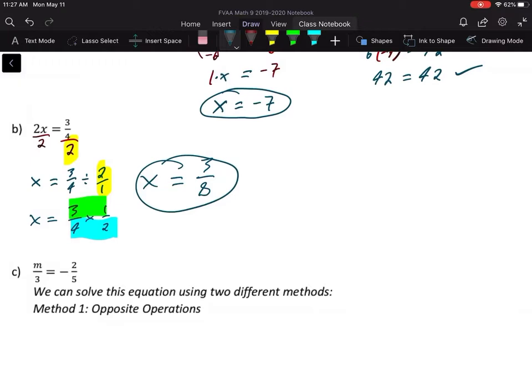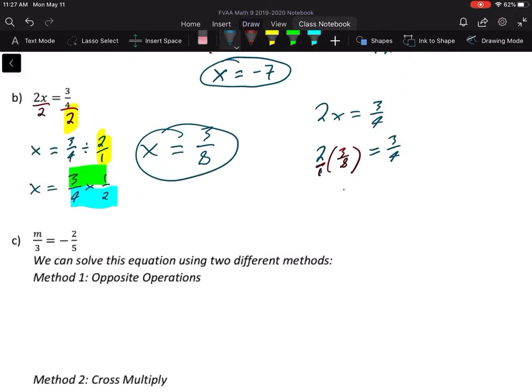And I can double check my final answer by plugging it into my equation. 2x is equal to 3 over 4, so 2 bracket 3 over 8 is equal to 3 over 4. I can make this over 1, right? And this gives me 6 over 8 is equal to 3 over 4. Let me make this in red so you're following my work. And 6 over 8 reduces to 3 over 4 if you divide both the top and the bottom by 2. So 3 over 4 is equal to 3 over 4. Okay, so I've done this correctly once again.